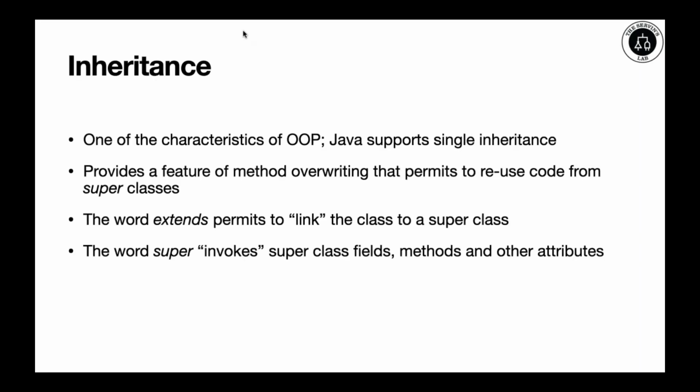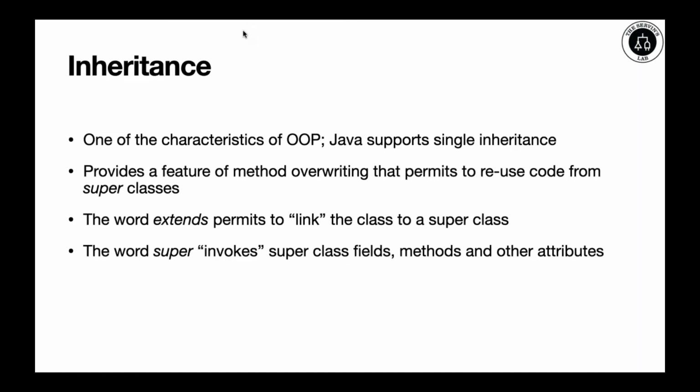Inheritance is another feature of object oriented programming. One of the characteristics of object oriented programming is inheritance, and it supports the ability to extend certain attributes from a superclass to a lower class. Java supports single inheritance as a mechanism to address this feature. The idea here is to provide a feature in one superclass and then override it in the subclass, which allows us to reuse code from a superclass.